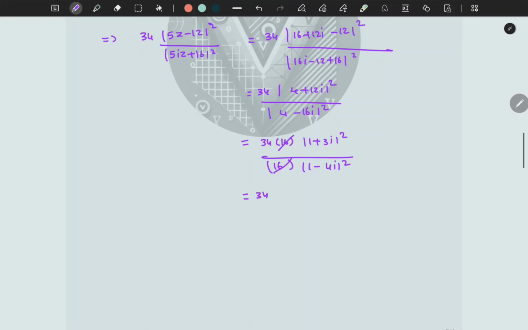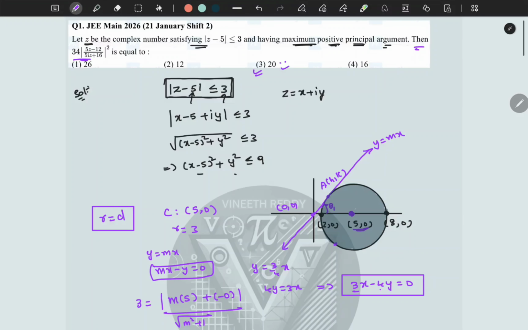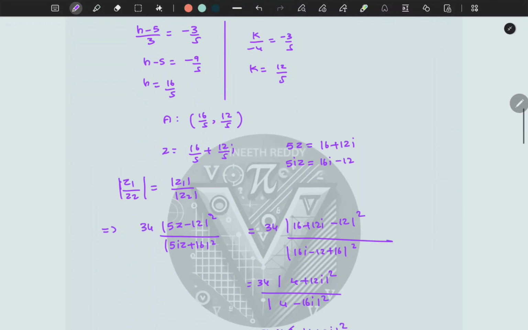So now modulus of 1 plus 3 iota will be under root 1 plus 9, that is under root 10, whole square will be 10. Similarly in the denominator we get 17, dear students. So ultimately we get the answer as 20. So 20 should be the answer. Yes, option 3 is indeed correct. Now let us go to the next question, dear students.